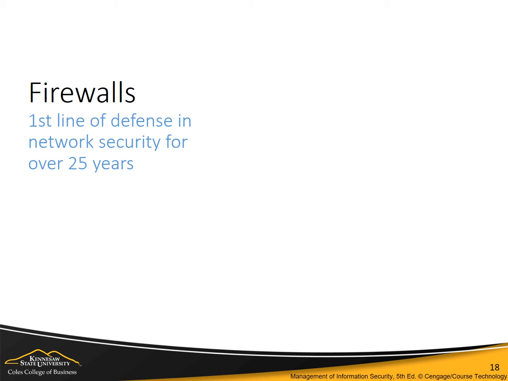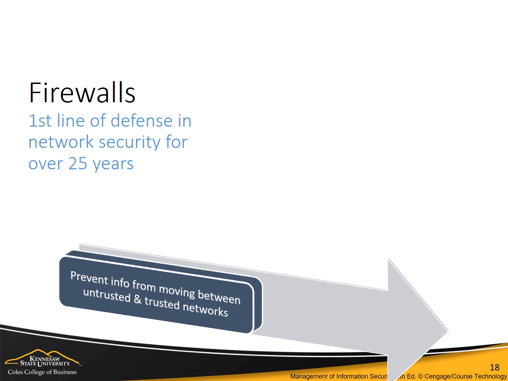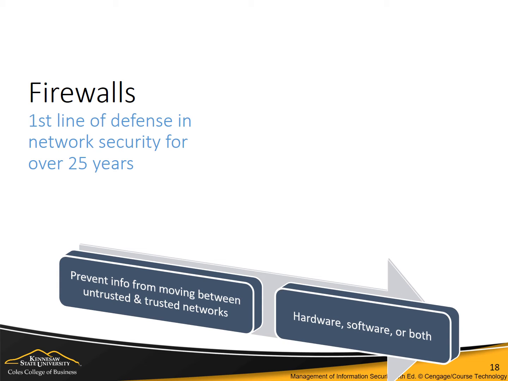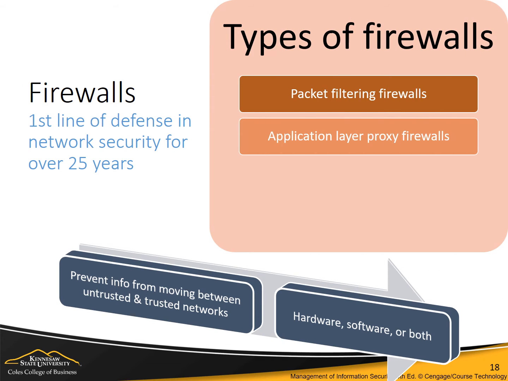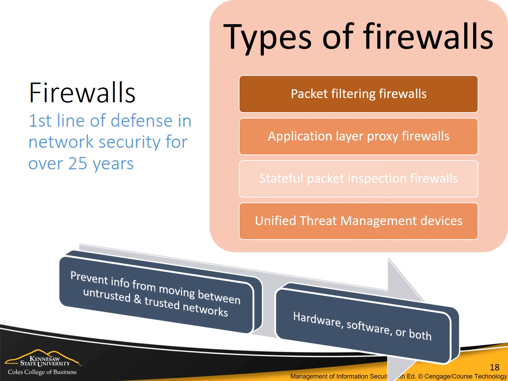Firewalls have been the first line of defense in network security for over 25 years. A firewall is a device that prevents a specific type of information from moving between the outside world, known as the untrusted network, like the internet, and the inside world, known as the trusted network. A firewall may be comprised of hardware, software, or both. Types of firewalls include packet filtering firewalls, application layer proxy firewalls, stateful packet inspection firewalls, and unified threat management devices.